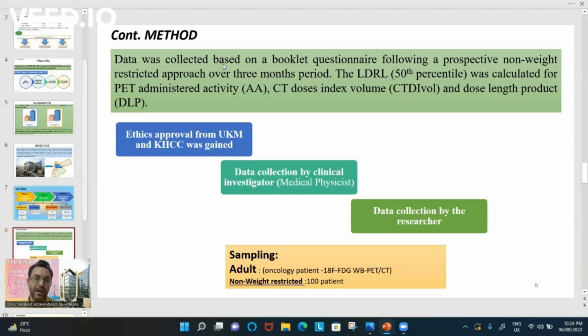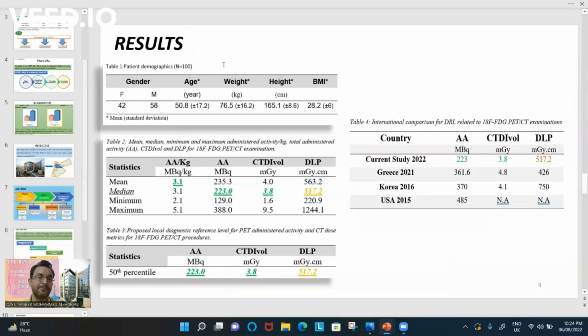We started by applying for ethical approval from UQAM, followed by the Cancer Center. We gained the ethical approval, which was followed by data collection by the clinical investigator from the hospital, and then the data were collected by the researcher. Our sample was adult oncology patients for FDG whole body PET-CT, and we followed the non-weight restricted method, and the sample was 100 patients.